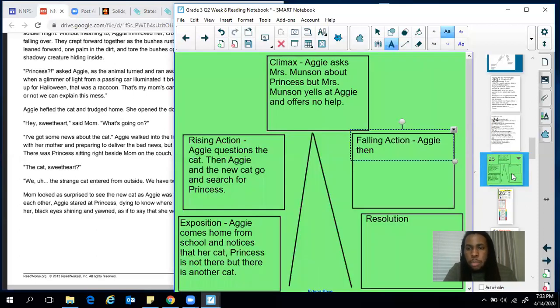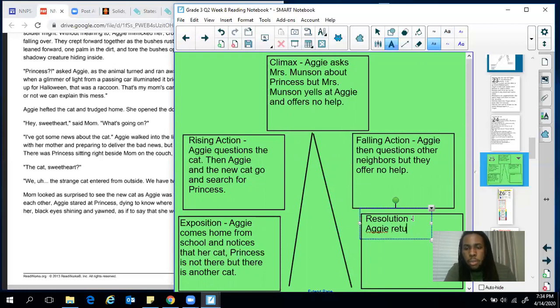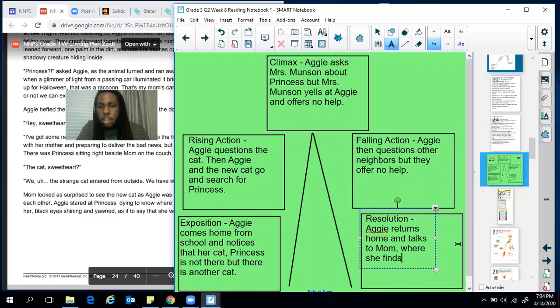Aggie returns home when she talks to mom. Okay. Aggie then questions other neighbors, but they offer no help. All right, resolution. Aggie returns home and talks to mom, where she finds who? She finds Princess. Aggie says that they now have 2 cats.